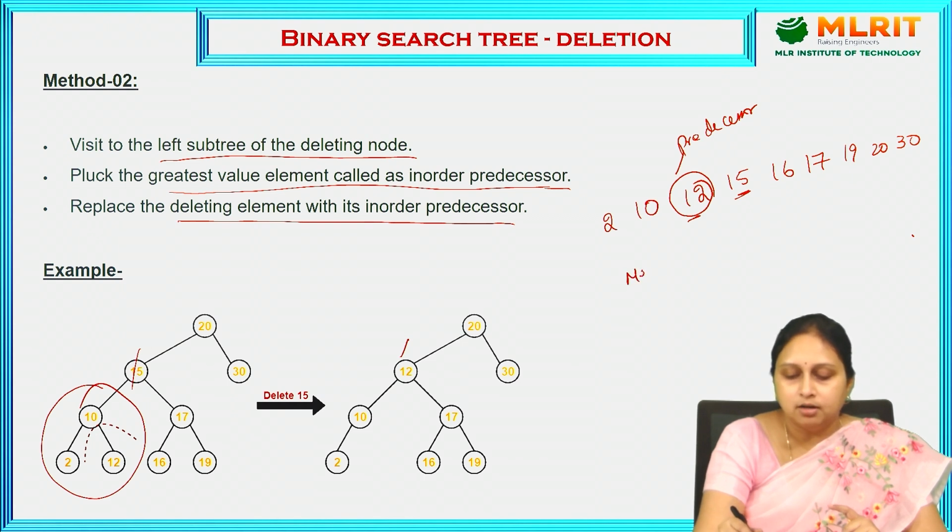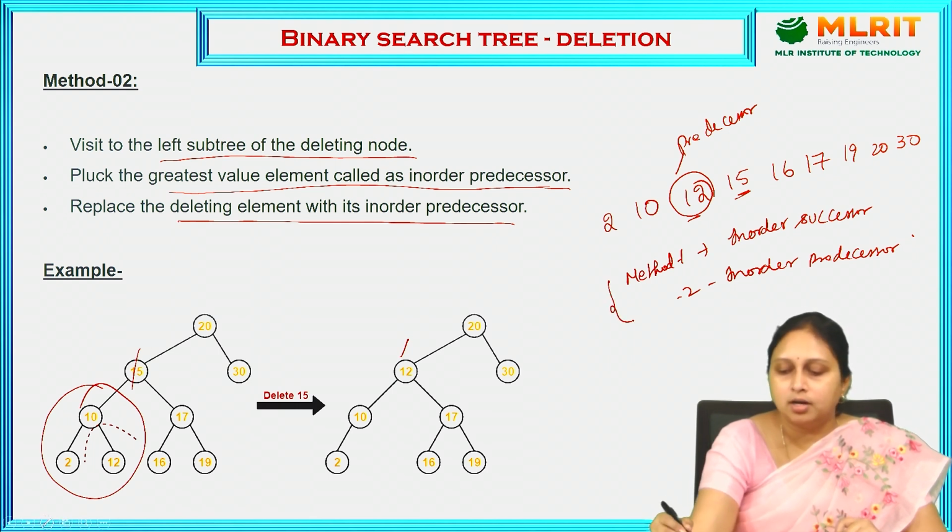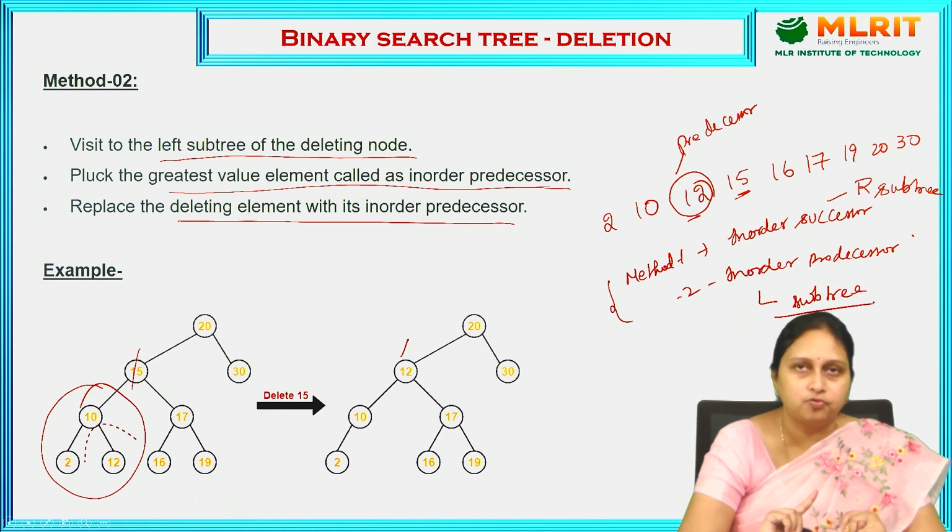In method 1, the in order successor will be taken. In method 2, the in order predecessor will be taken. Okay, these two cases. The in order successor will be taken from the right subtree. From the left subtree, we are going to take the in order predecessor. Right? These are the differences you are going to find when you delete an element from the binary search tree.